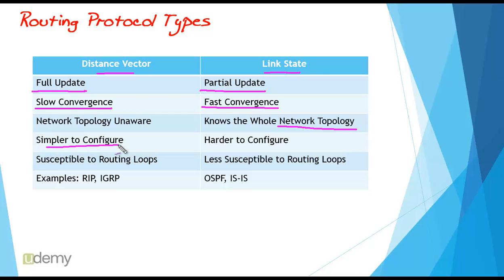Distance vector routing protocols are simpler to configure, but link state routing protocols could be harder to configure. Although there are many different algorithms to prevent routing loops in distance vector routing protocols, they are still susceptible to routing loops. Link state routing protocols are less susceptible to routing loops. And as we saw before, RIP and IGRP are distance vector routing protocols, and OSPF and ISIS are some examples of link state routing protocols. As you could guess, distance vector routing protocols seem to have less performance than link state routing protocols. This is because distance vector routing protocols, at least the first generation of them, are older than link state routing protocols, and these are newer ones, so many optimizations are applied on them, and they are more powerful than distance vector routing protocols.